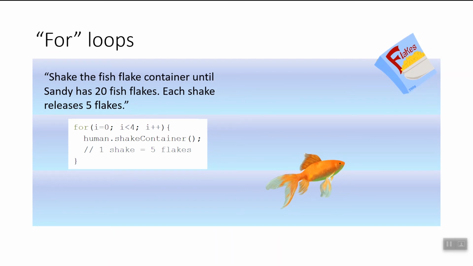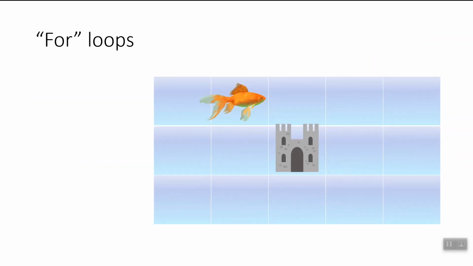Revisiting our same Sandy problem, let's see how we would write this using a for loop instead. In this instance, I'm using i as a counter. Each time, the computer checks if i is less than 4 because we only want to shake the container 4 times. If i is less than 4, it shakes the container 1 time, releasing 5 flakes. Once i equals 4, it will exit the loop.